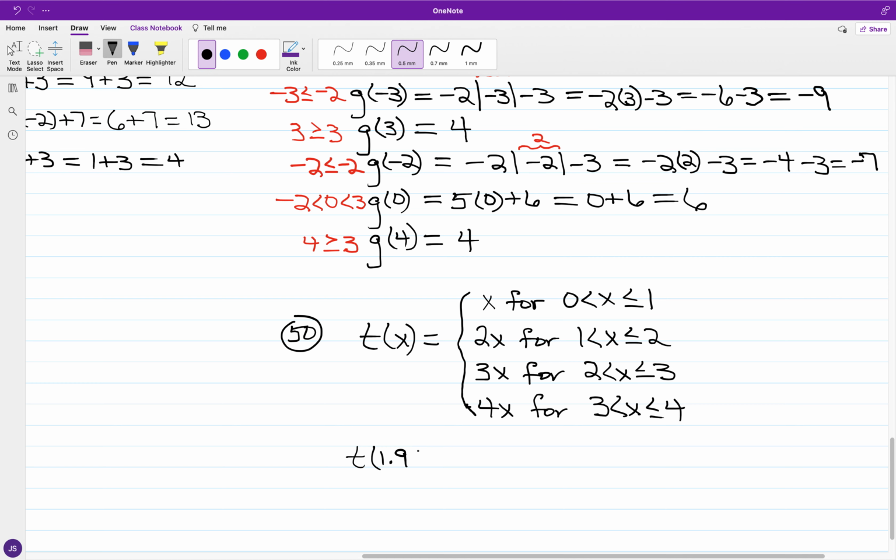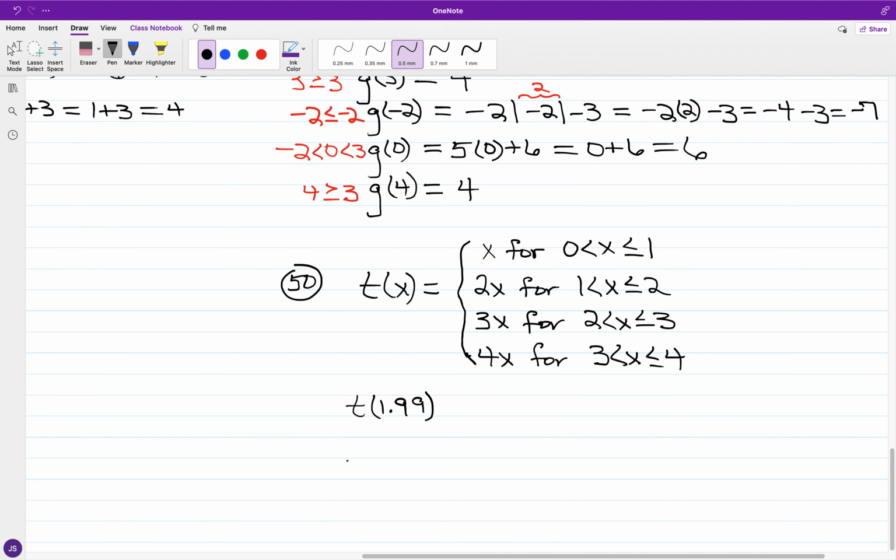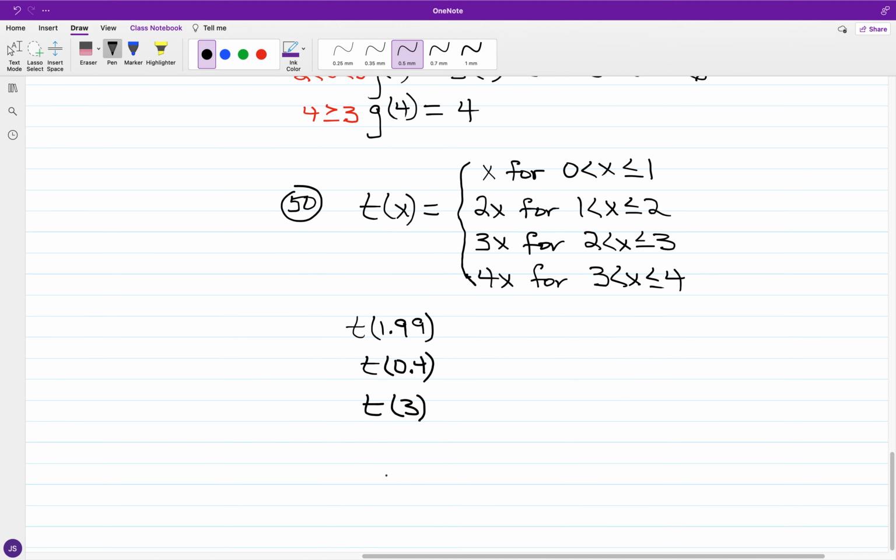Okay, so we have the first item, okay, we have t of 1.99. Also you have t of 0.4. Also we have t of 3. As well as t of 1. I also have t of 3.001. Okay, so just looking at the inputs.